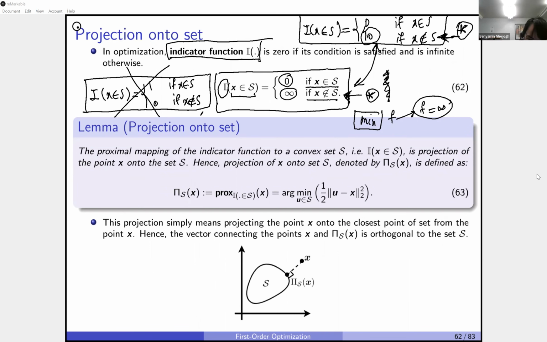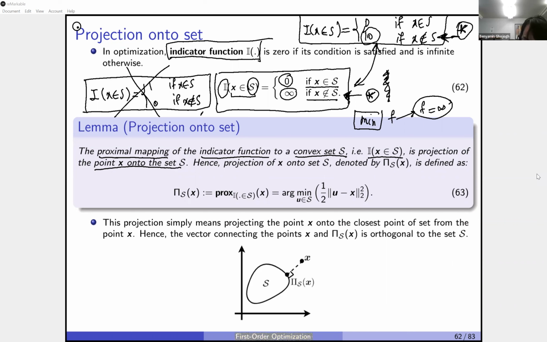Now, we have a projection onto a set: the proximal mapping of an indicator function. The proximal mapping we introduced in the previous slide, and the indicator function we introduced in this slide. Let the set S, which we have here, be convex. The indicator function says whether x belongs to the set S, and one example of set S was g of x less than or equal to 0. So set S can be considered as a set of feasibility, as a set of constraints, for example. It can be any set. So, the projection of the point onto the set S.